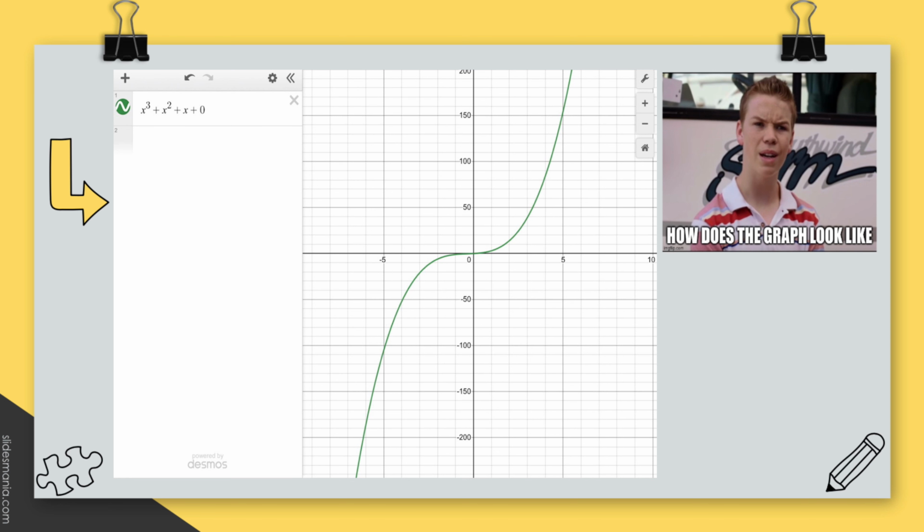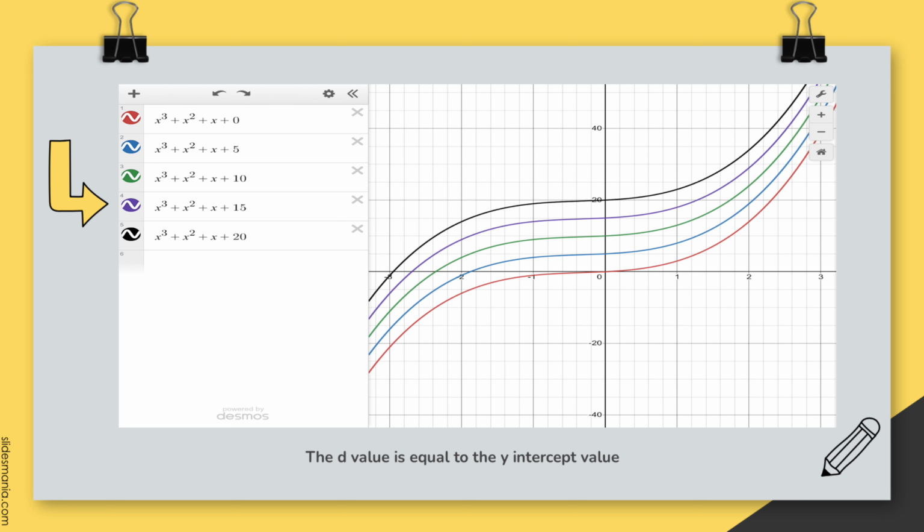The graph looks like this. This graph is called a cubic curve. What can we observe from the graph? When the d value is 0, then the y-intercept is at 0, while when the d value is 20, then the y-intercept is at 20.